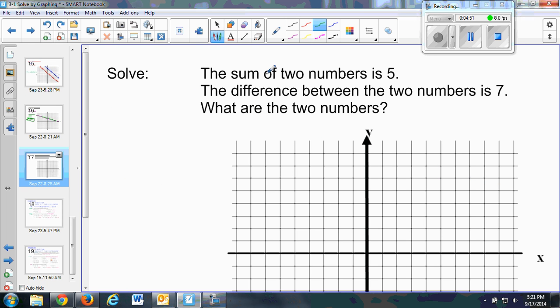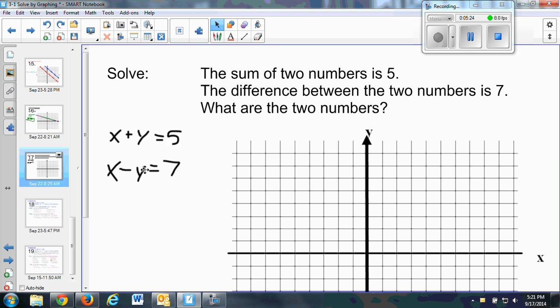Okay, now we've got a word problem. The first thing we have to do is set up the equations, then graph them. The sum of two numbers is 5. So that means we have a number x plus a number y, and it's going to equal 5. Then it says the difference between the two numbers is 7. Difference means subtraction, so x minus y is going to give us 7. What are the two numbers? Now you're going to graph both of these equations. Go ahead and graph them. Pause the video, and when you restart it, the answers will be up there for you.